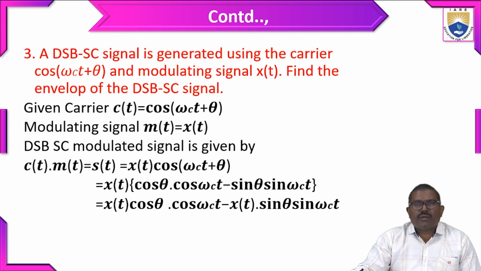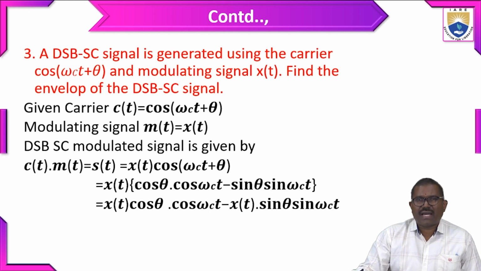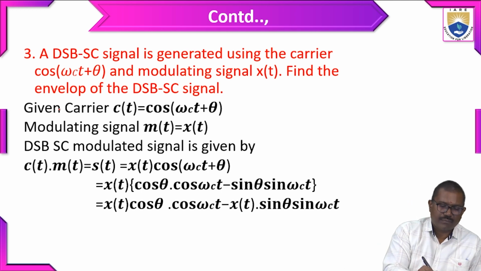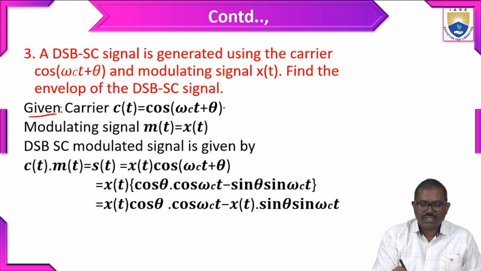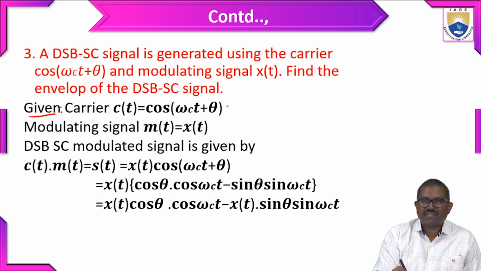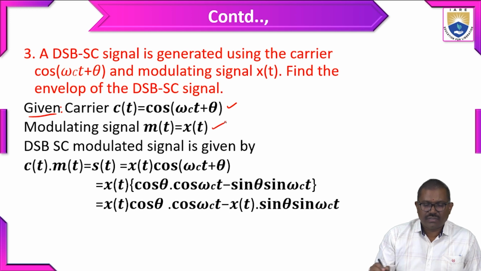So coming to the third problem: a DSB-SC signal is generated using the carrier cos(ωct + θ) and the modulating signal x(t). Find the envelope of the DSB-SC signal. Here the given carrier signal is c(t) = cos(ωct + θ), and the modulating signal is m(t), which they have given as x(t) here.